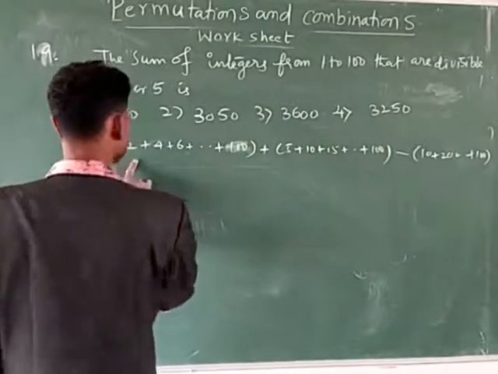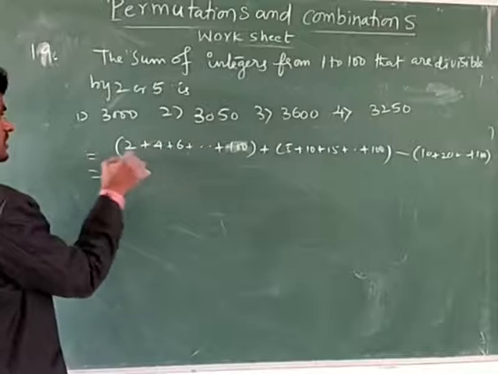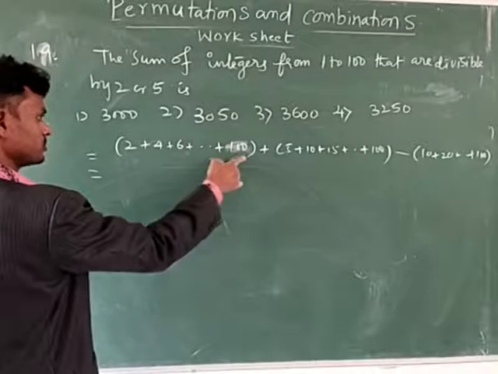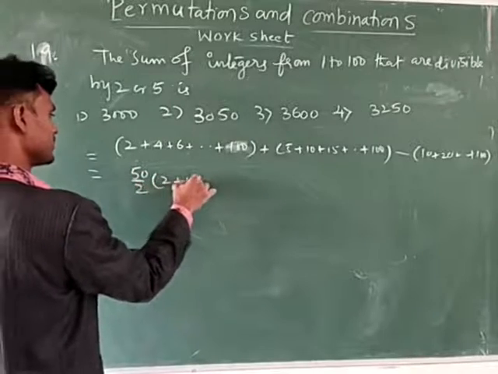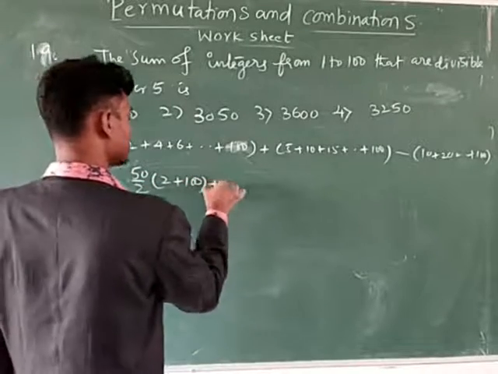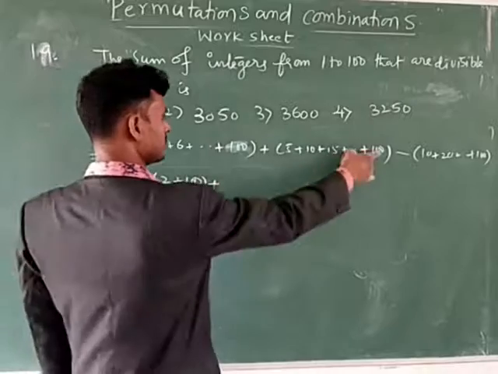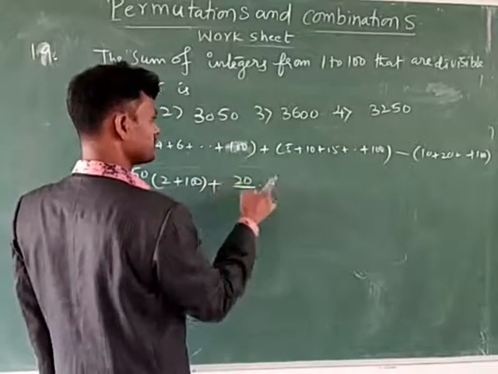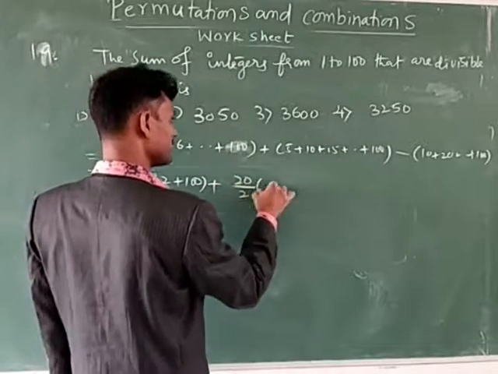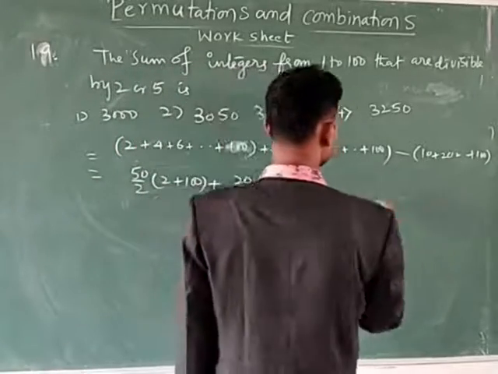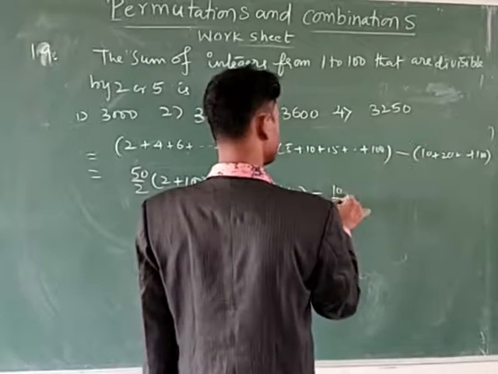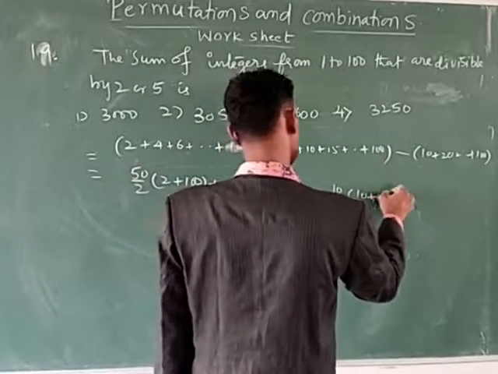Now the sum of n terms. Here n means total 50 are there. 2 times 50 is 100. So 50 by 2 into first one plus last one, and plus here 5s: how many times? 20 times is 100. So 20 by 2 into 5 plus 100, minus here total 10: 10 by 2 into 10 plus 100.